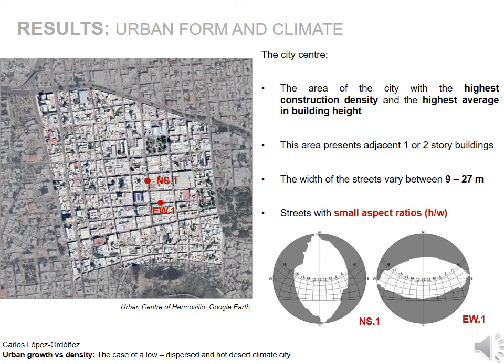Regarding the relationship between urban form and climate, the area selected for the assessment is the city center. This is the area with the highest construction density and the highest average building height. Therefore, this area should present the lowest levels of direct solar radiation of the streets. However, the layout of its streets and the low height of its buildings allow for a high level of penetration of solar radiation at street level. This can be seen in the solar diagrams.